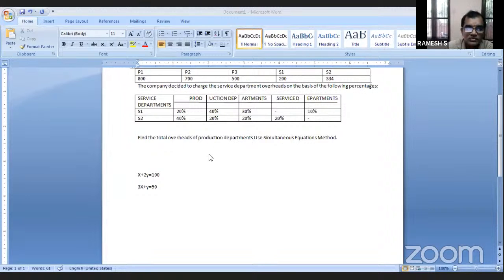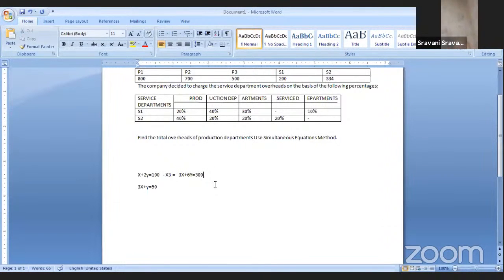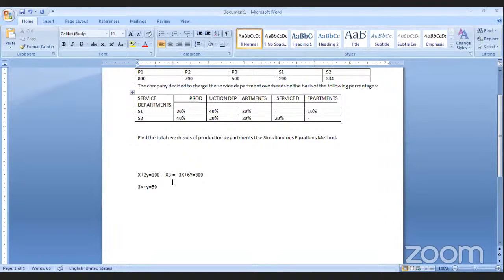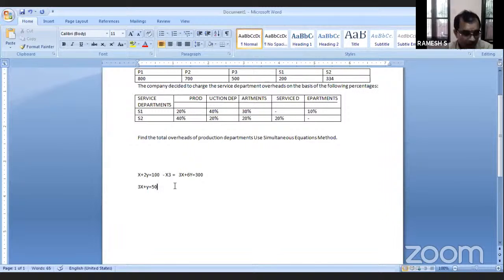Now how to do? This into 3 we have to do. So 3 into x will give us 3x plus 2 into 3y, that will give us 6y is equal to 3 into 100, 300. Did you understand? Dear students, did you understand? Okay, sir. We understand, sir.